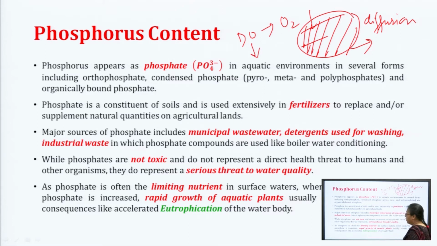Once the level of DO decreases, the aquatic organisms living there, the fishes which require a good amount of dissolved oxygen, will start dying off. Not only that, all this algae and aquatic plants will also die off after some time, because they cannot survive for a long time. They will start dying.